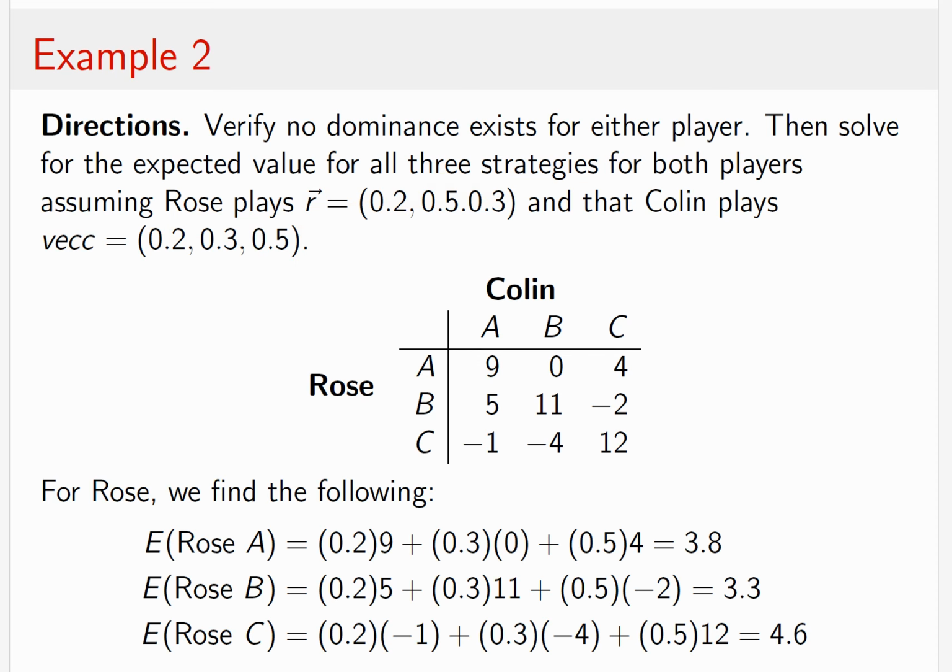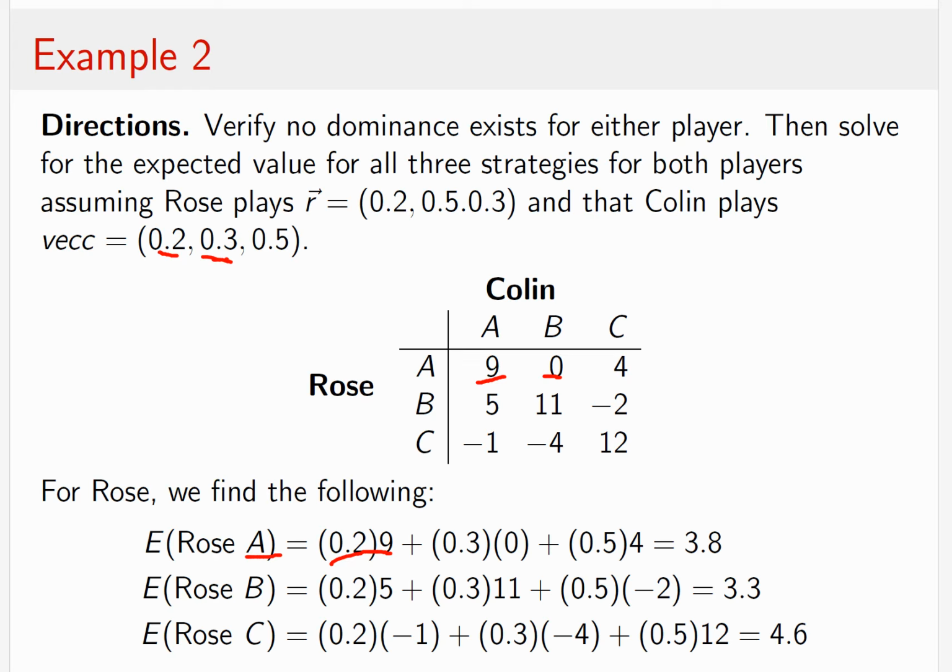All right, and so notice for rows, right? For row A, 9 times the percentage of times that A gets played, that's 9 times 0.2, and then 0 times whatever, right? It doesn't really matter because 0 times anything is 0, and then the 0.5 times the outcome of 4, right? And when you multiply that out and add them up, I have 1.8 plus 2, which adds to 3.8.